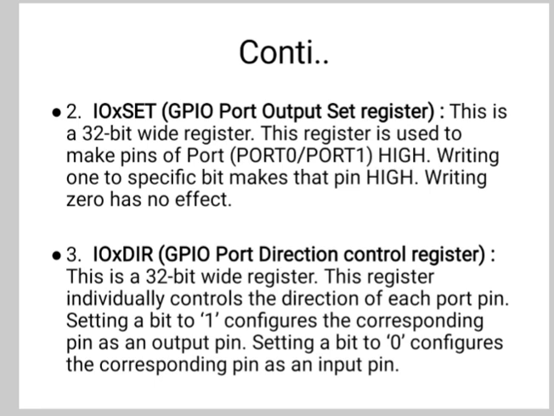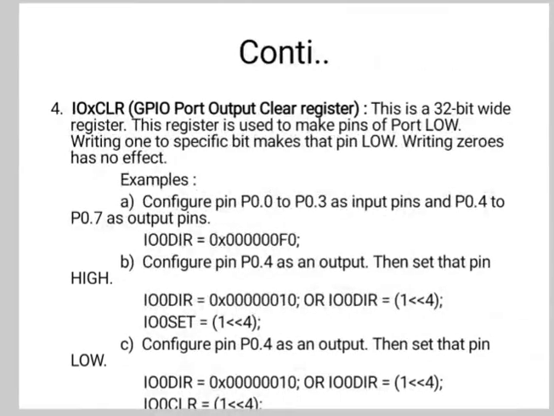Third is IOXDIR, that is the GPIO port direction control register. This is also a 32-bit wide register. This register individually controls the direction of each port pin. Setting a bit to 1 configures the corresponding pin as an output pin. Setting a bit to 0 configures the corresponding pin as an input pin.